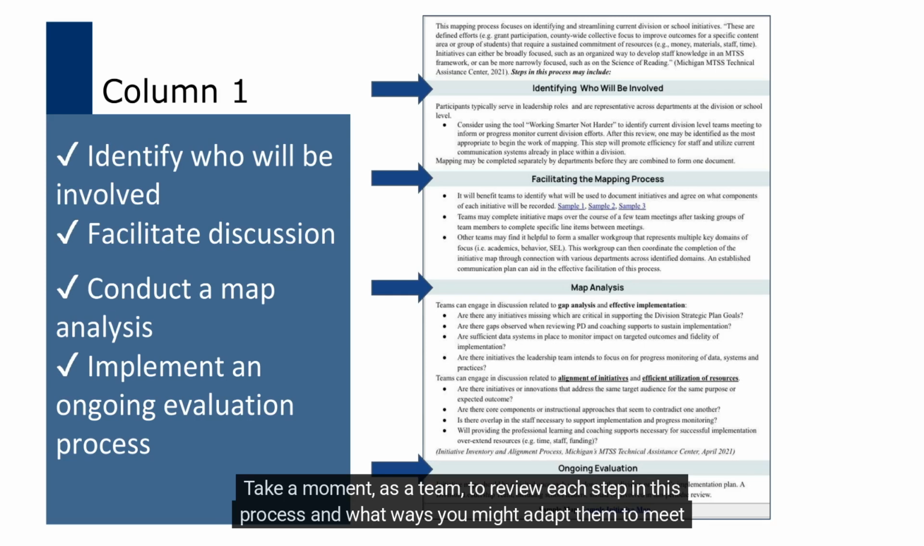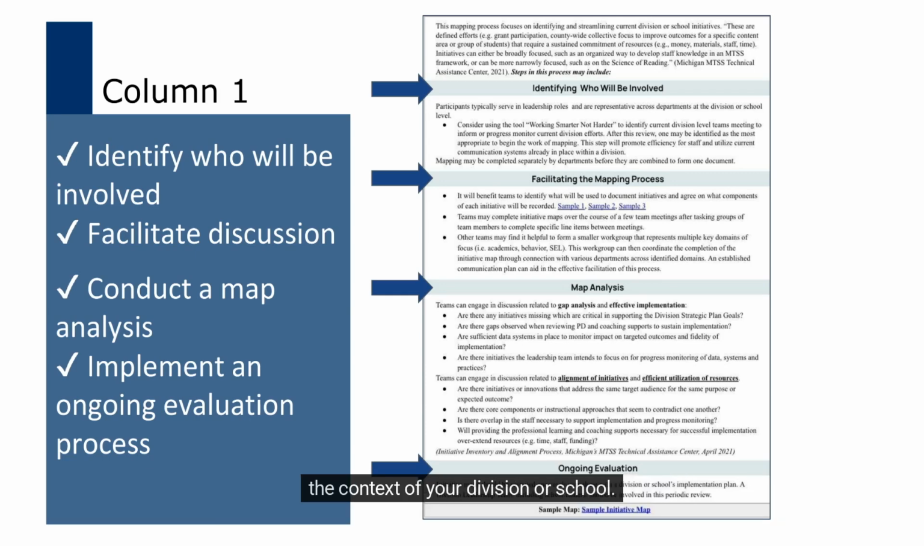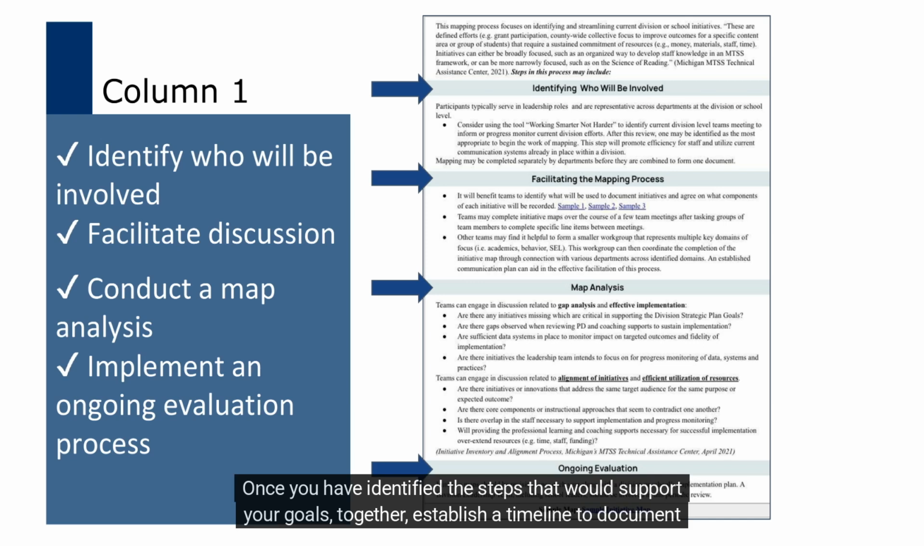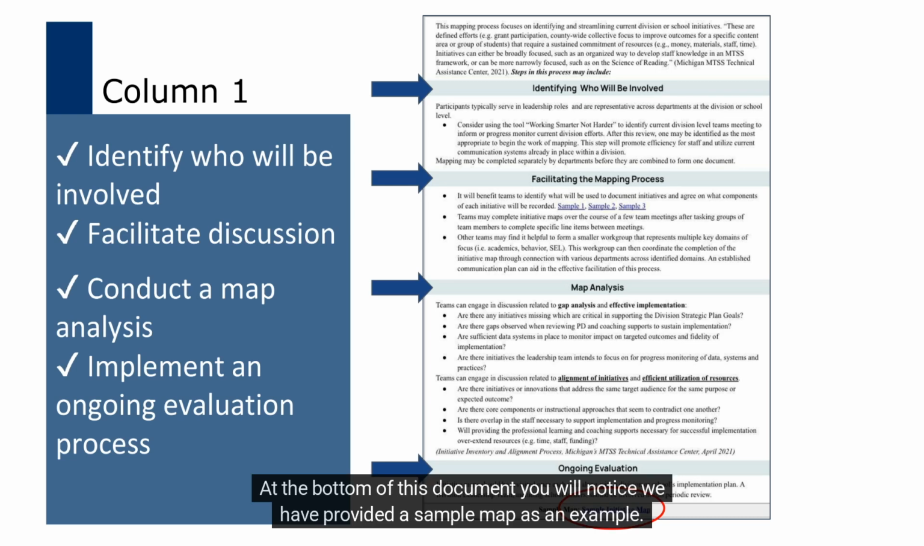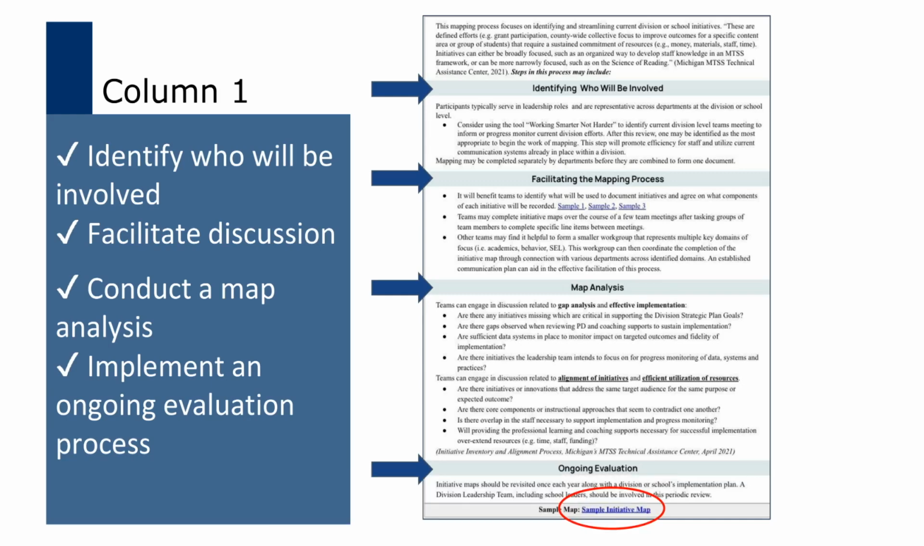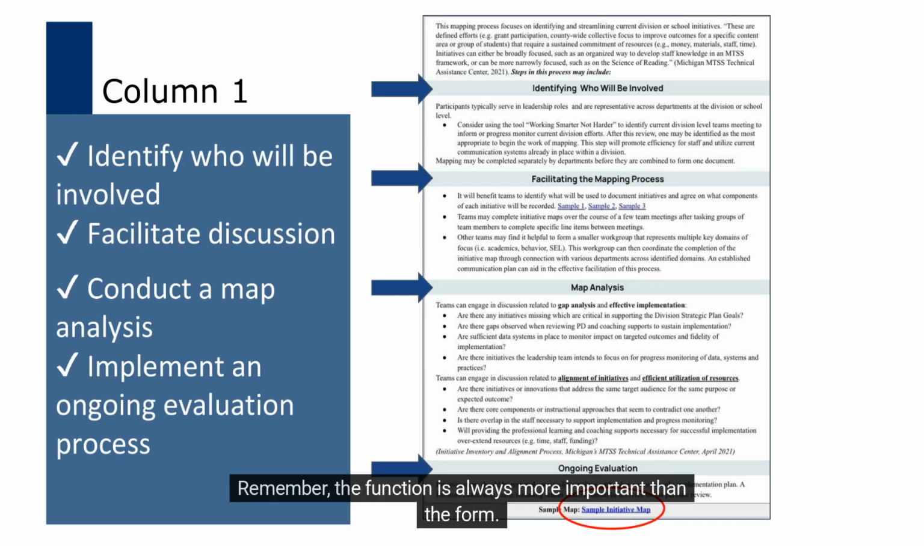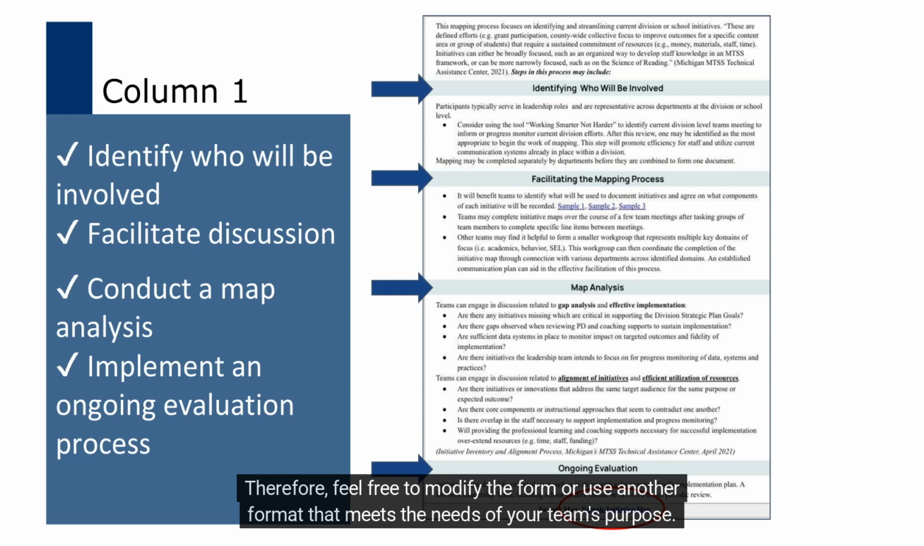Take a moment as a team to review each step in this process and what ways you might adapt them to meet the context of your division or school. Once you have identified the steps that would support your goals, together, establish a timeline to document the desired completion of these actions. At the bottom of this document, you will notice we have provided a sample map as an example. Remember, the function is always more important than the form. Therefore, feel free to modify the form or use another format that meets the needs of your team's purpose.